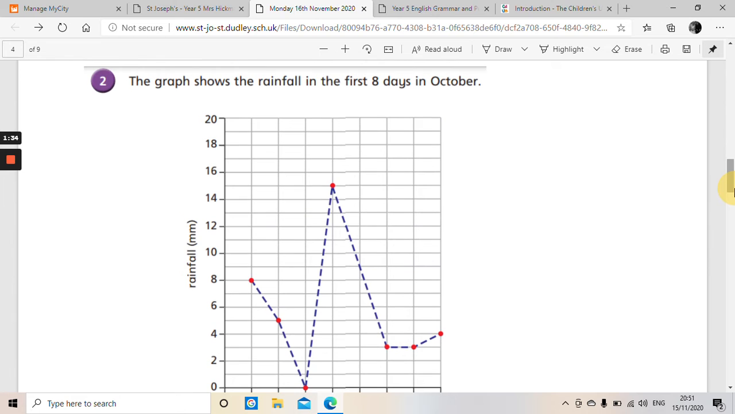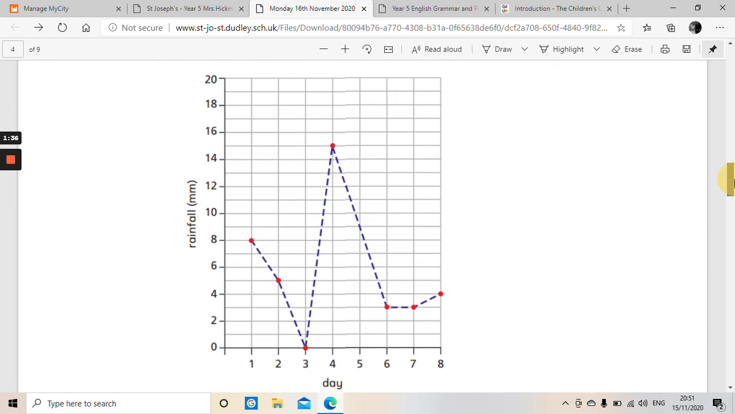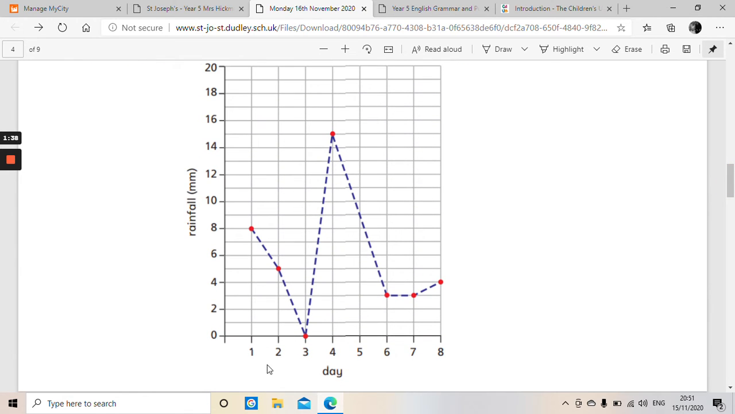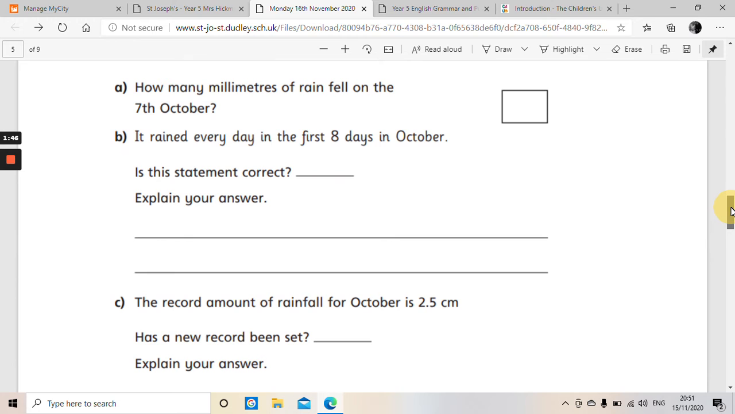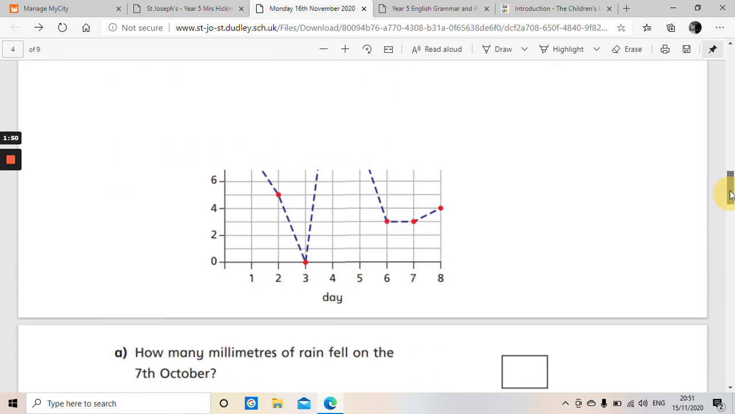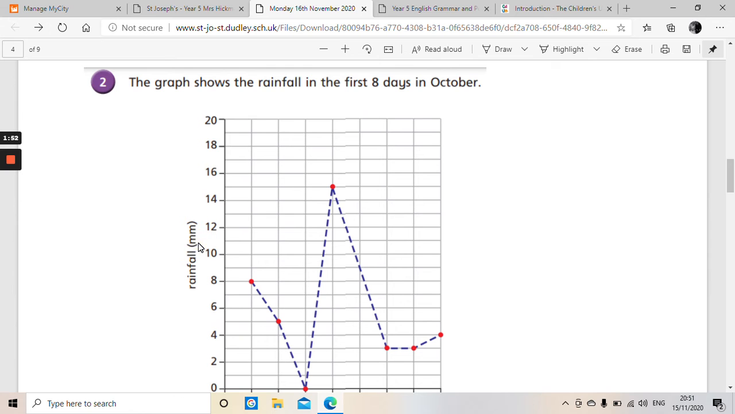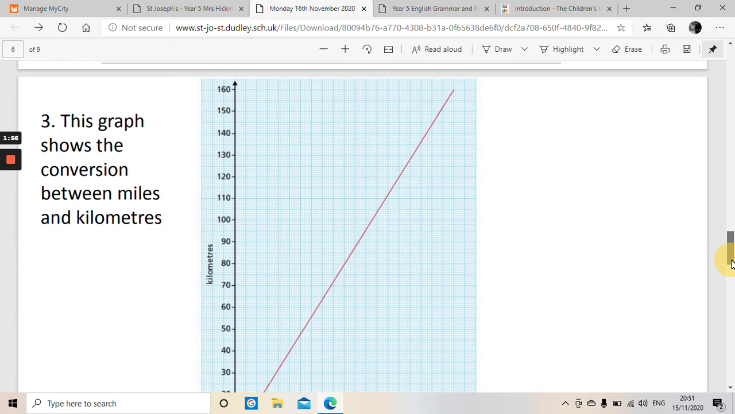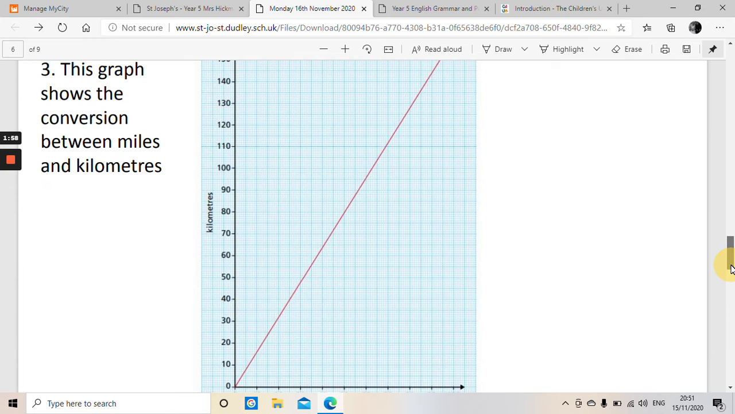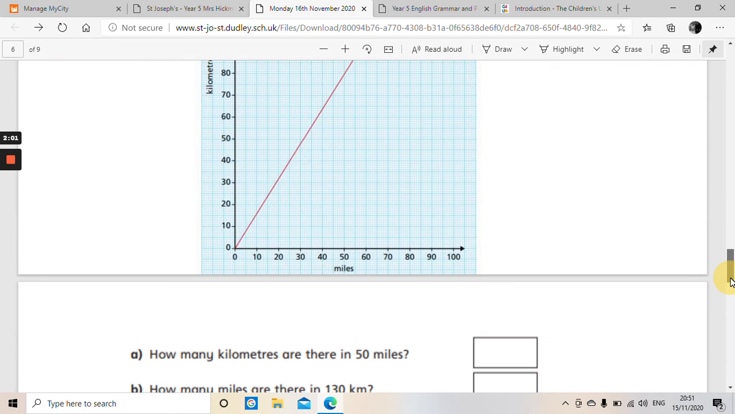The second graph is about rainfall across a set number of days, and it's in millimeters, so just be careful about that. Again, some questions here. Now some of the questions are written in centimeters, so don't forget the chart is in millimeters, so just be super careful about that. And then we have a conversion graph showing the conversion between miles and kilometers.